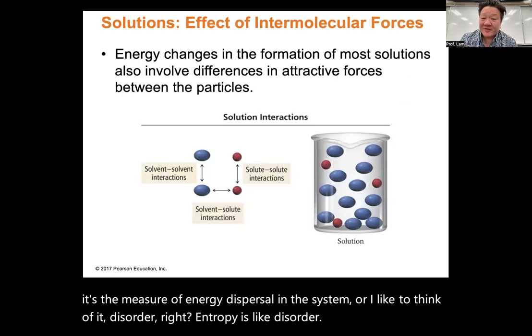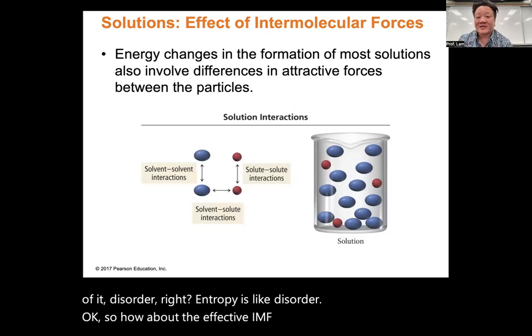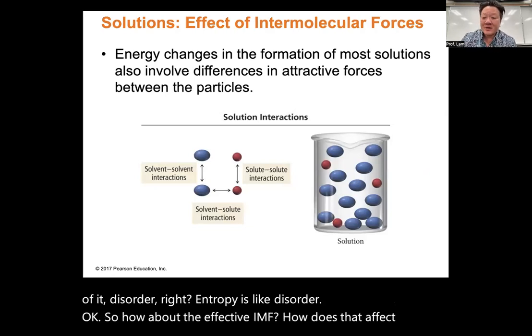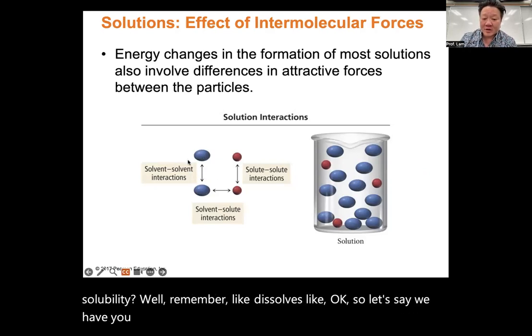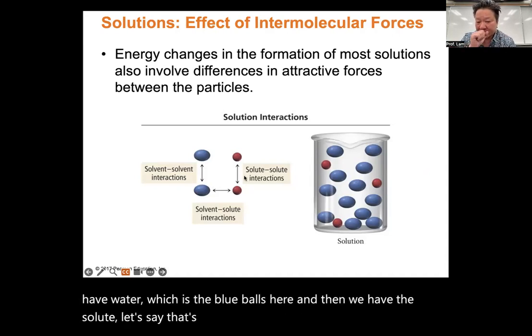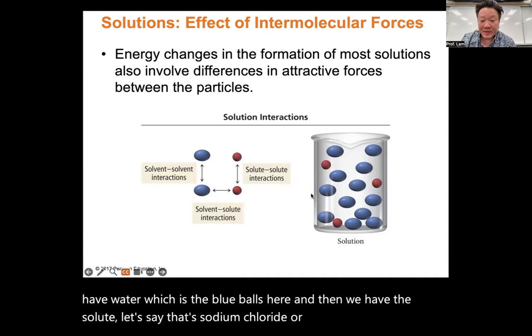Okay, so how about the effect of IMFs? How does that affect solubility? Well, remember, like dissolves like. So let's say we have water, which is the blue balls here, and then we have the solute, let's say that's sodium chloride or something, as the red balls.